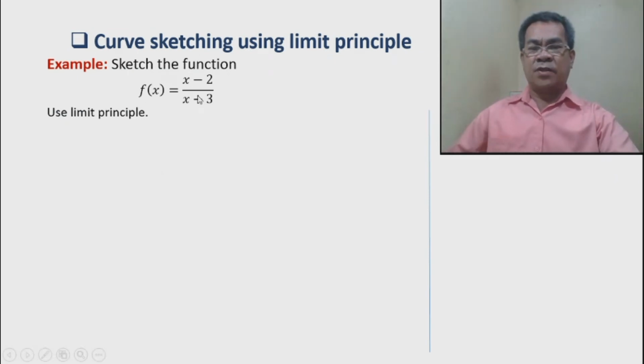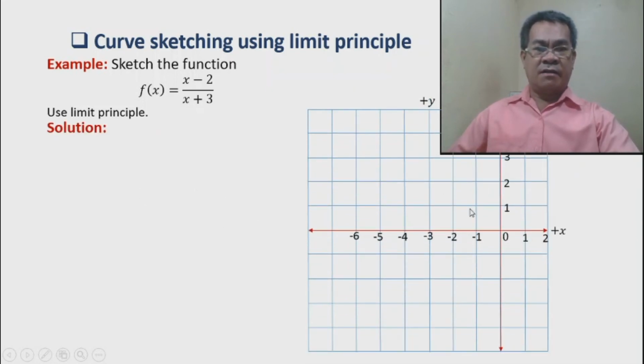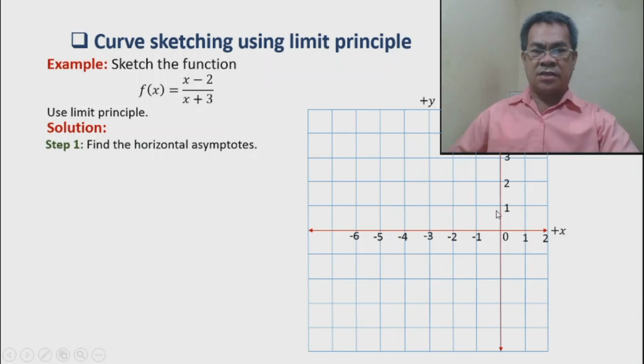In order to provide a sketch of the function (x minus 2) over (x plus 3) using the limit principle, all you need to do is to have the graph. Okay, this is our graph. Then first is to find the horizontal asymptote. Take note, the horizontal asymptote is asymptotic to x. So all you need to do is to evaluate first at negative infinity.